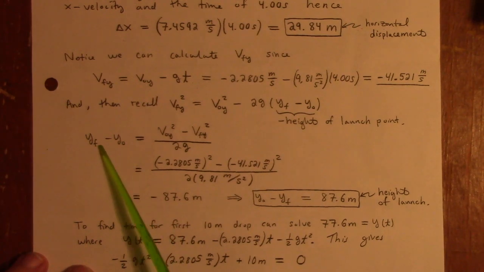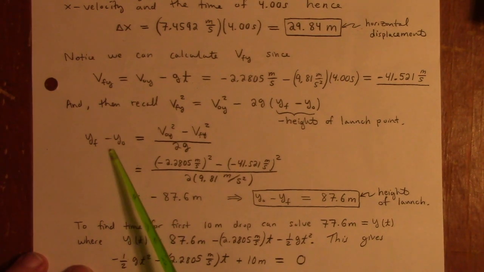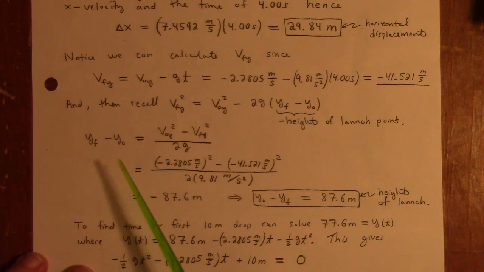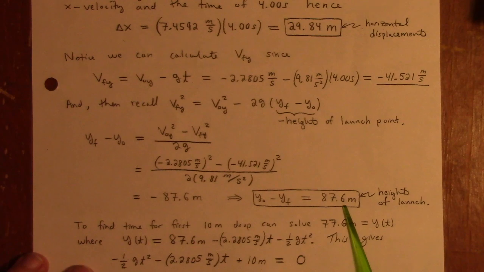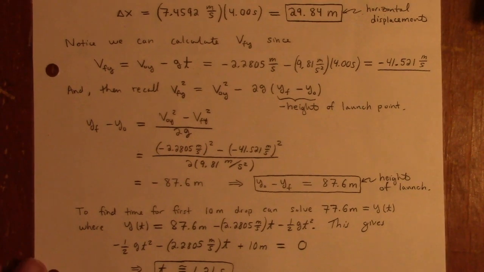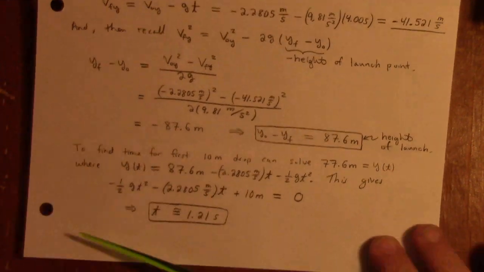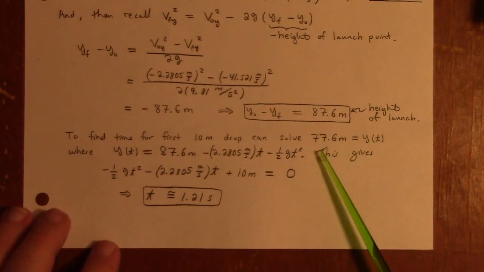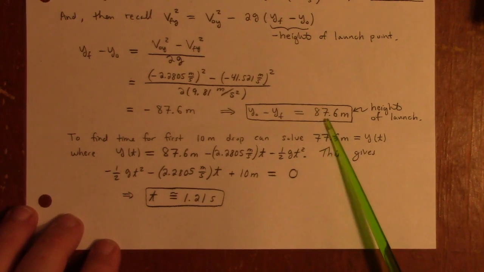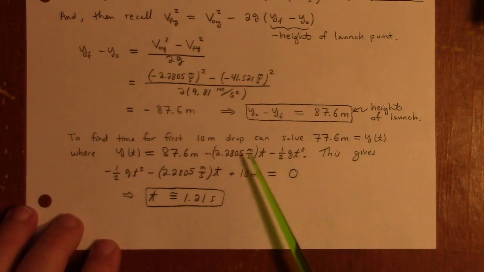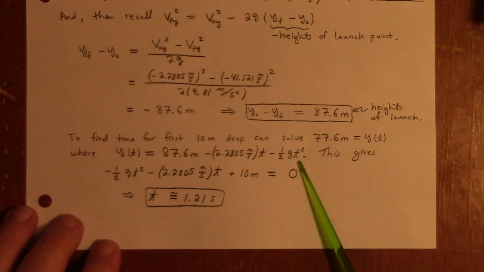So in any event, this is minus because the final height is lower than the initial height. And obviously the height that we're interested in is 87.6 meters. Then for the time for 10 meters to drop, you can just solve the kinematic equation for y for 10 less than the height, right? So 77.6 equals y of t. That gives you this quadratic equation, and you can solve it like that.